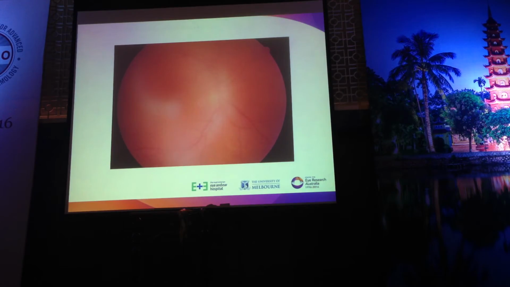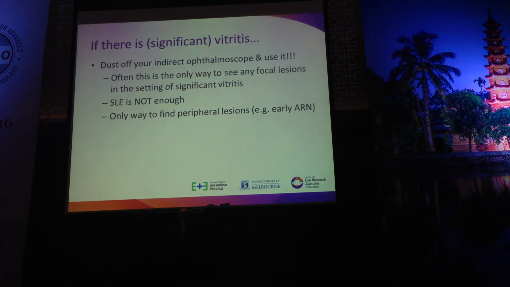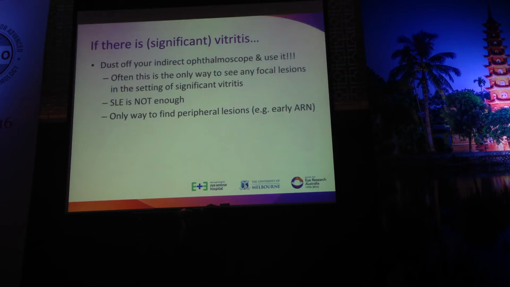But if you actually put your indirect ophthalmoscope on, okay, this is what you're going to see, okay? You can see here, classic area of retinitis, okay? This is acute retinal necrosis, all right? So, my little pearl to you is, if there is significant vitritis, okay, you must use your indirect ophthalmoscope, okay?